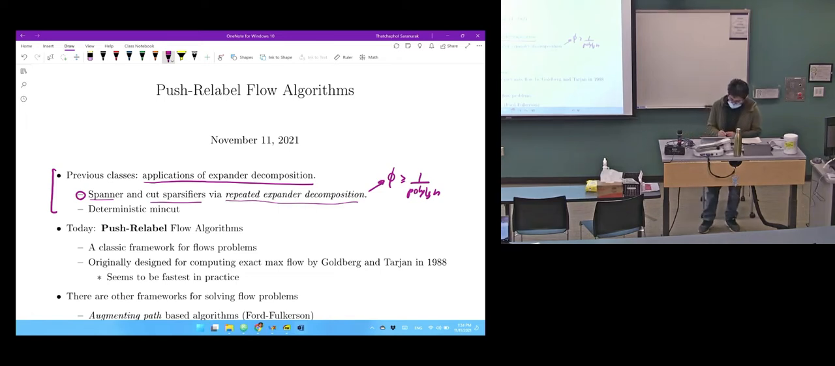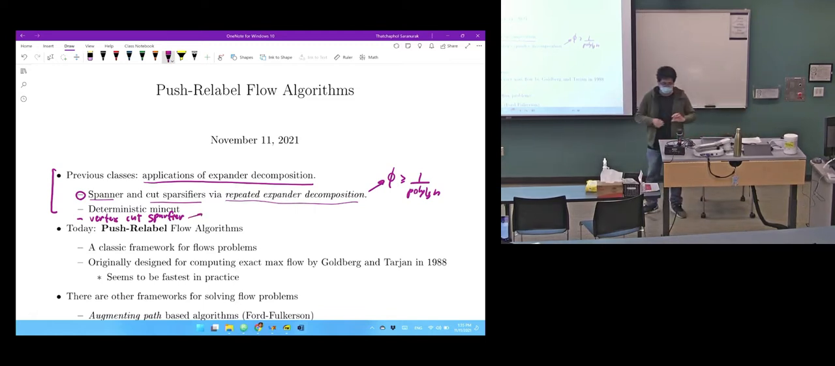Another thing that we saw is how to get deterministic min cut just by using expander decomposition, based on vertex expansion and not conductance, right? Here we reduce the number of nodes as well. By the way, I mentioned one thing about vertex cut sparsifier. It turns out that this will be related to something else later in class, so I will talk about that later. Okay.